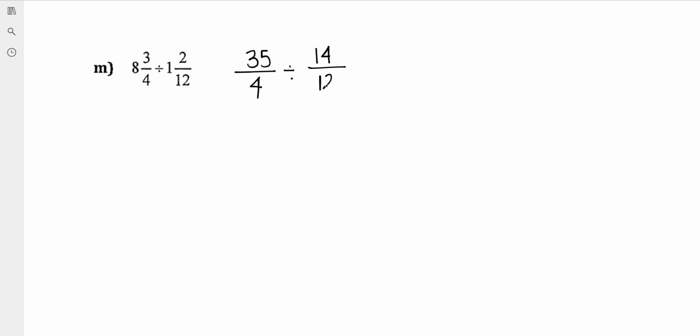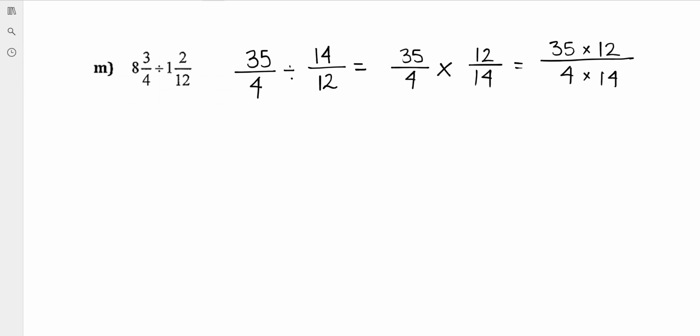over 12. And then I am going to do a stay, change, flip. So 35 over 4, change times, flip 12 over 14. And then I'm going to write it as 35 times 12 over 4 times 14. And then we're going to start canceling up. So 35 divided by 7 is 5. And 14 divided by 7 is 2.